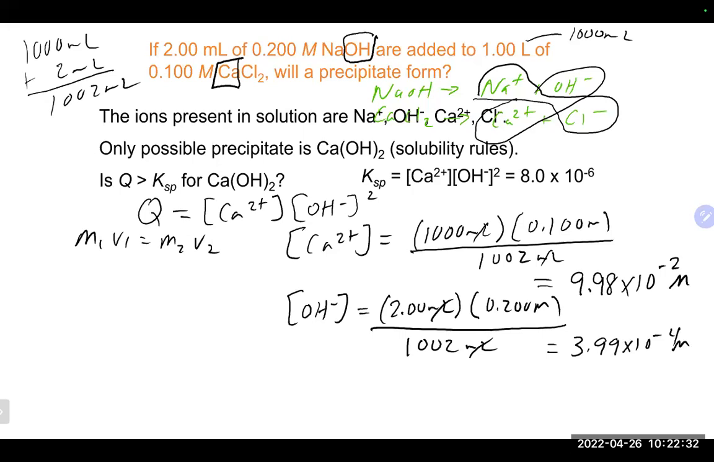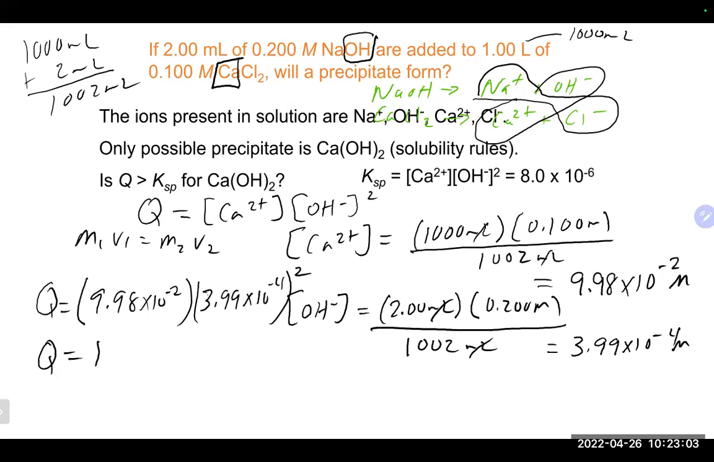Okay. So now that we have those numbers, we can just put them into our Q. So our Q would equal our calcium, which was 9.98 times 10 to the minus 2, times our hydroxide, 3.99 times 10 to the minus 4, and we want to make sure we square it as well. So squaring that number and multiplying it by 9.98 times 10 to the minus 2 gives us a Q value of 1.6 times 10 to the minus 8.